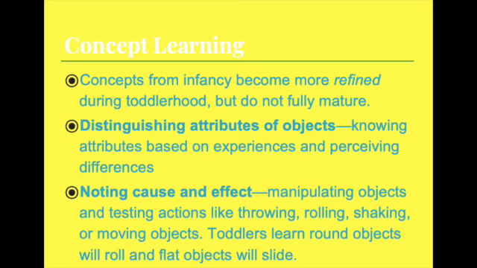For cause and effect, young toddlers learn by throwing, rolling, shaking, or moving objects. They learn that round objects roll and flat objects slide. They also learn that hard objects will make a loud noise when hit together, but soft objects will not. For the most part, young toddlers are learning physical knowledge concepts rather than the more advanced logical thinking skill of cause and effect. Older toddlers, however, test their actions by repeating or varying them.